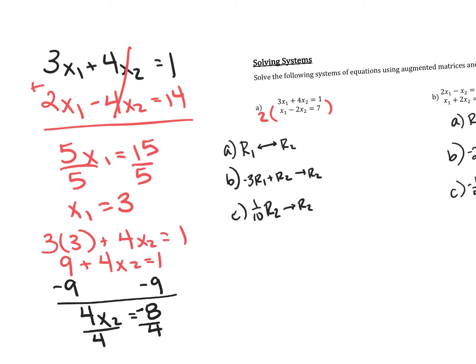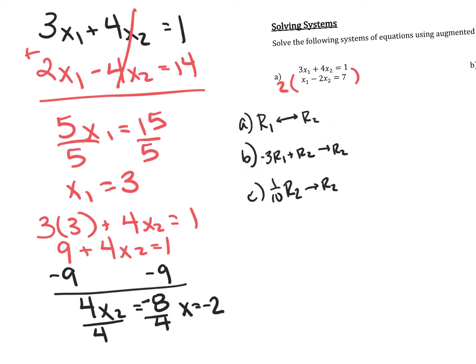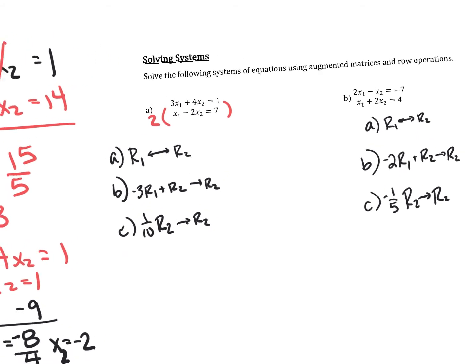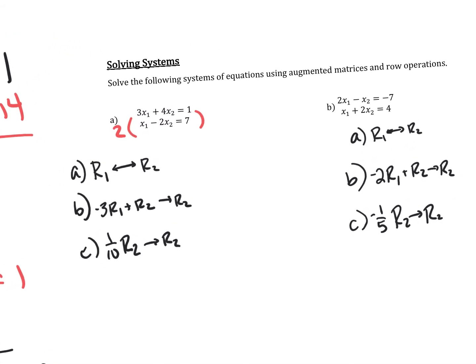This is a negative 8. Divide everything by 4, I get x2 is equal to a negative 2. So I'm going to use this exact same process for the most part to solve using a matrix though. And in the end, I should get a solution of 3, negative 2.